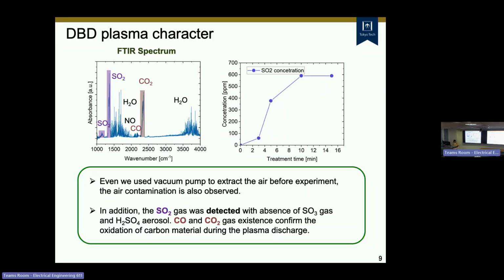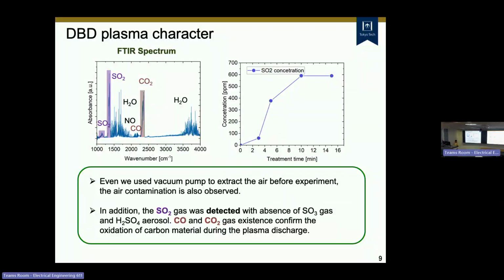And here is the FTIR spectrum during the plasma discharge. And you can see there are some nitrogen-containing species, like nitric monoxide, in the gas phase. Even though we use a vacuum pump to extract the air before the discharge, there is still some air contamination during the plasma discharge. And also carbon monoxide and carbon dioxide exist in the gas phase. It's because of oxidation of the carbon material.